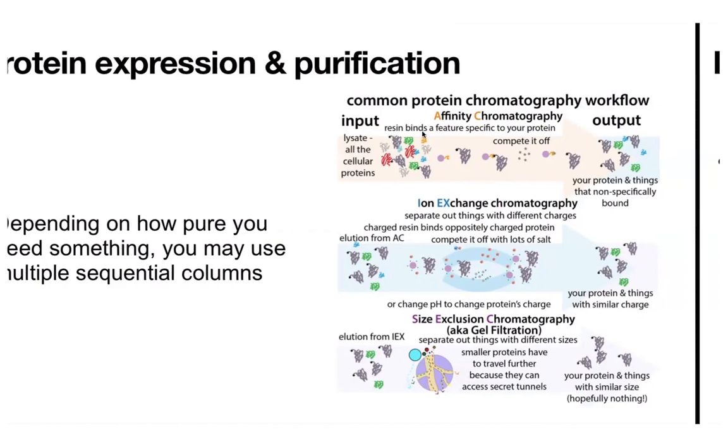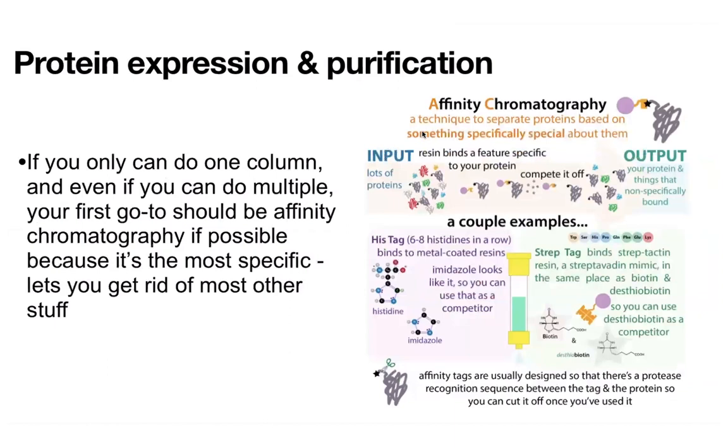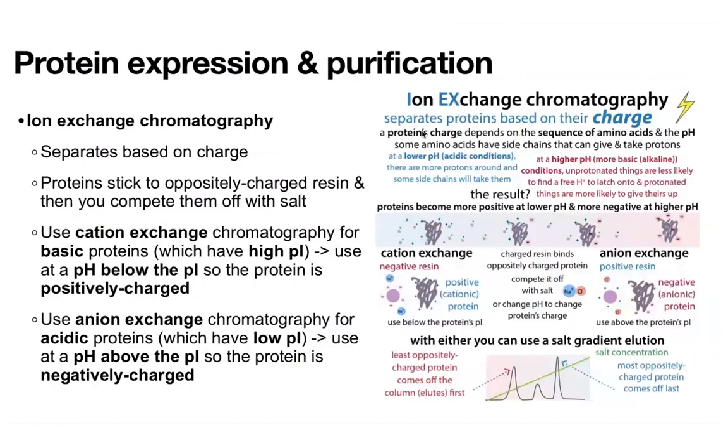And so when you are doing multiple columns, and even if you only do a single one, you're often going to want to choose affinity chromatography. This is going to be the most specific because those other proteins in the cell, they're not going to have a strep tag, but your protein will. But there are other proteins in the mixture that are going to have charges, PIs, near yours, and other ones that are going to have sizes near yours. But the affinity chromatography is going to take advantage of the most unique thing. It's going to be the most specific and let you get rid of most other stuff.